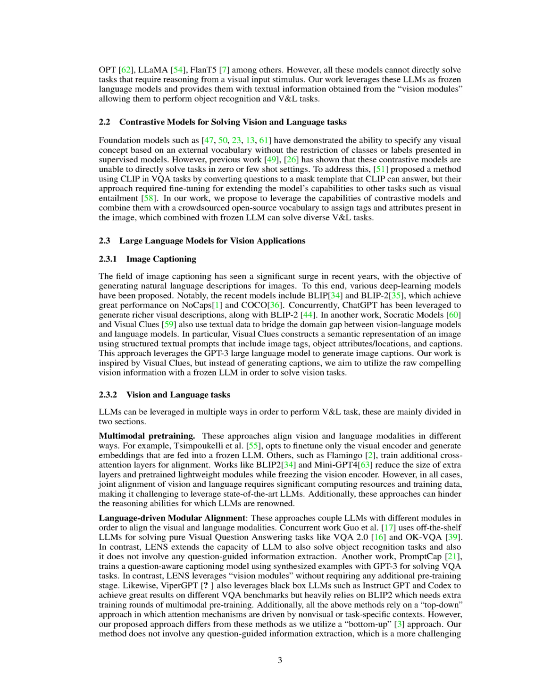Section Summary. Vision and language tasks can be approached in two ways: multimodal pre-training and language-driven modular alignment. Multimodal pre-training aligns vision and language modalities through various methods, but it requires significant computing resources and can hinder reasoning abilities. Language-driven modular alignment couples LLMs with different modules to align visual and language modalities, and our proposed bottom-up approach achieves notable results without question-guided information extraction.